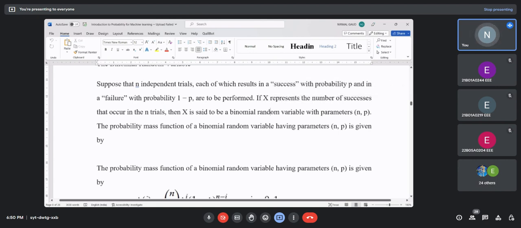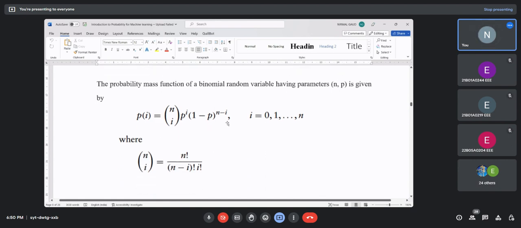Now, if x represents the number of successes that occur in n trials, what does it mean? You performed n trials, and x represents the number of successes out of n trials. Then it is said to be a binomial random variable with parameters n, p, and the probability mass function of a binomial random variable with parameters n, p is given by p(i) equal to n choose i, p to the power i, 1 minus p to the power n minus i, where the value of i is from 0 to n.